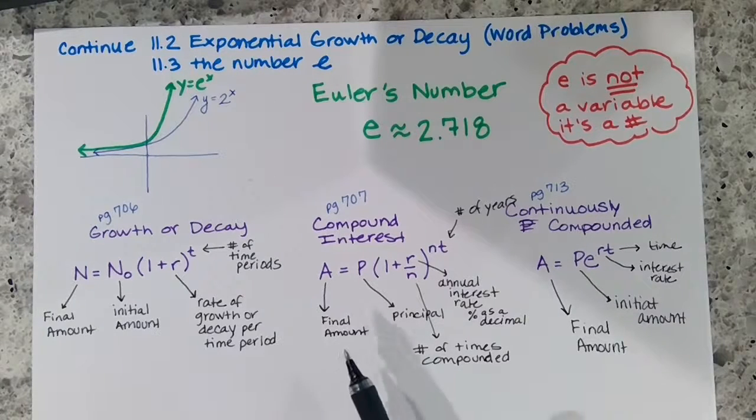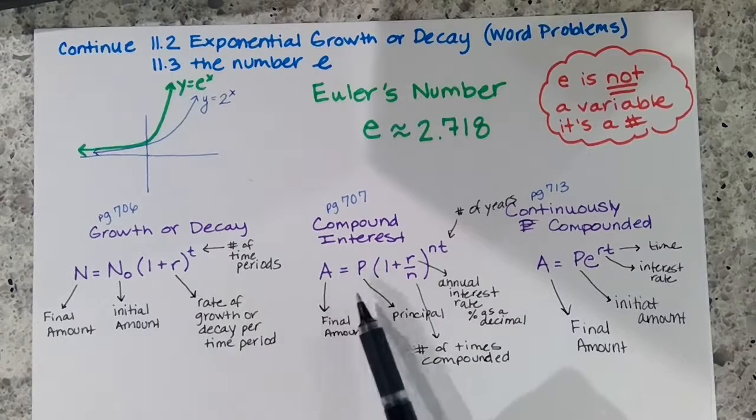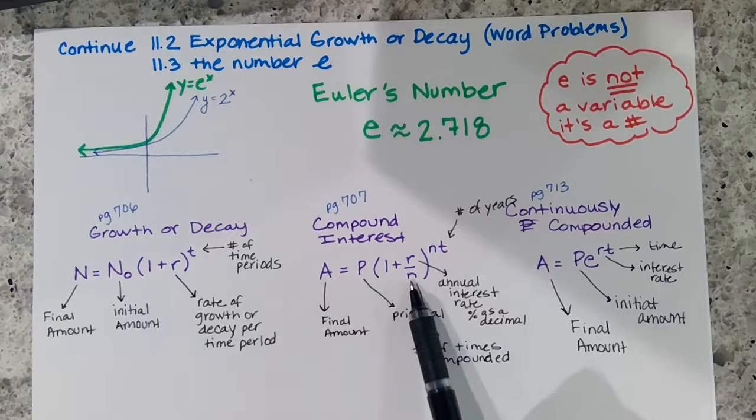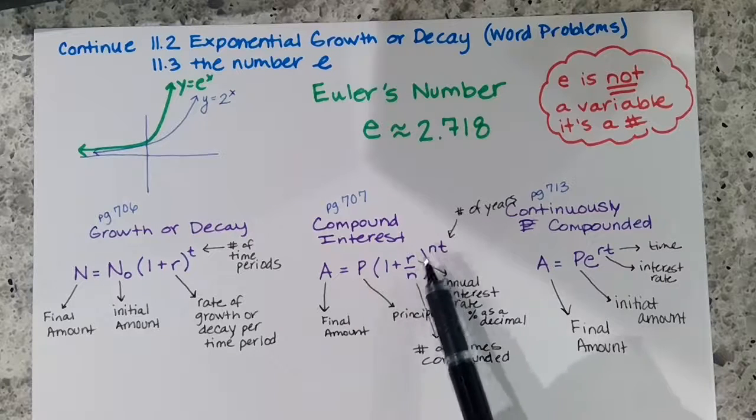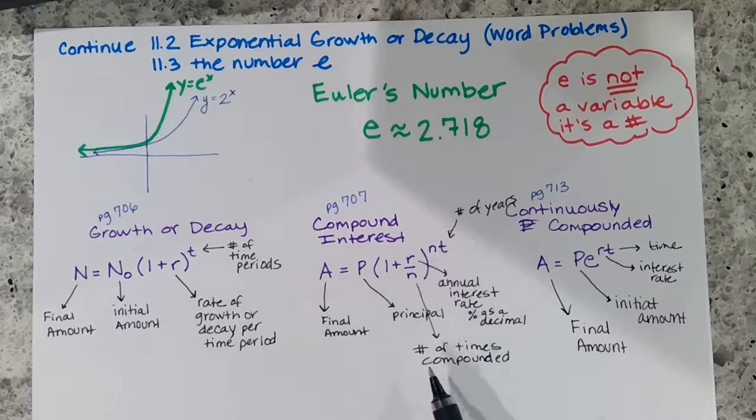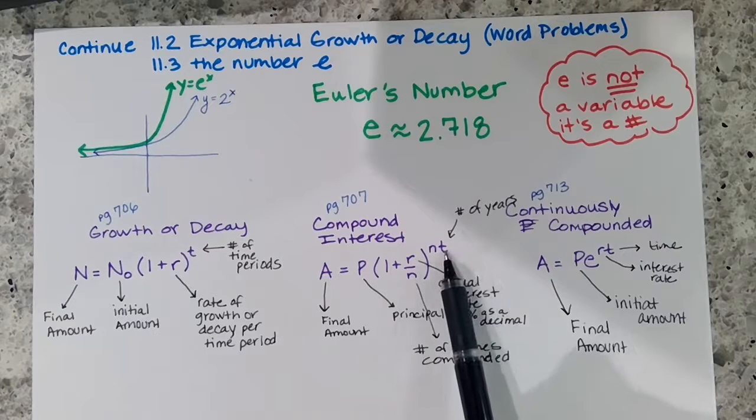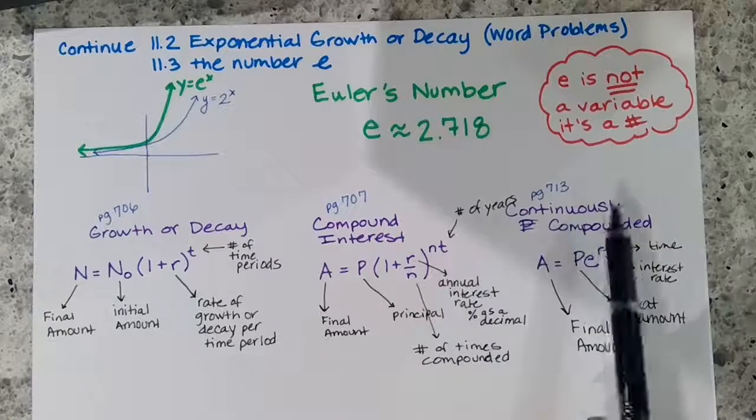So I did the one for compound interest. Again, this is your final amount. This is your principal amount. Here you have 2 n's. It represents the same thing. N stands for the number of times compounded. So if it's monthly, it's 12 times a year. If it's semi-annually, that's 2 times a year. If it's quarterly, that's 4 times a year. R is still going to be your interest rate, and you're going to write it as a decimal. And here T stands for the number of years.